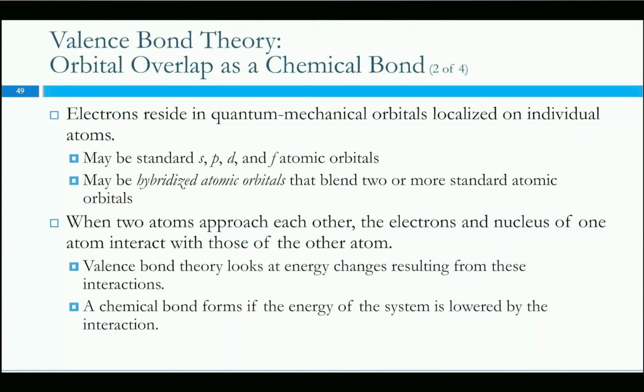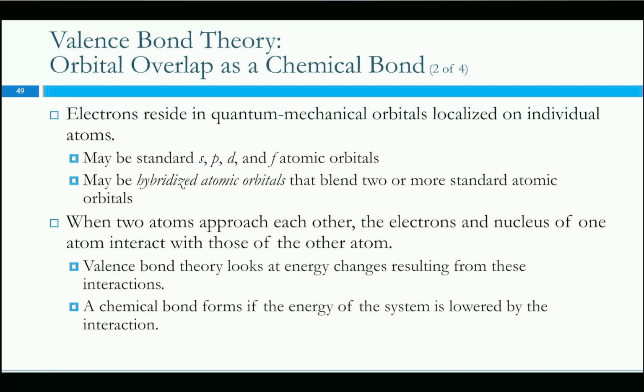So valence bond theory treats these bonds as orbital overlaps. So electrons, we saw, reside in quantum mechanical orbitals localized on individual atoms. So it's talking about just the atom. If I have one atom not forming a bond, it's got all these different quantum mechanical orbitals, these different fun shapes. You've got S, P, D, and F atomic orbitals. But those orbitals can be hybridized.